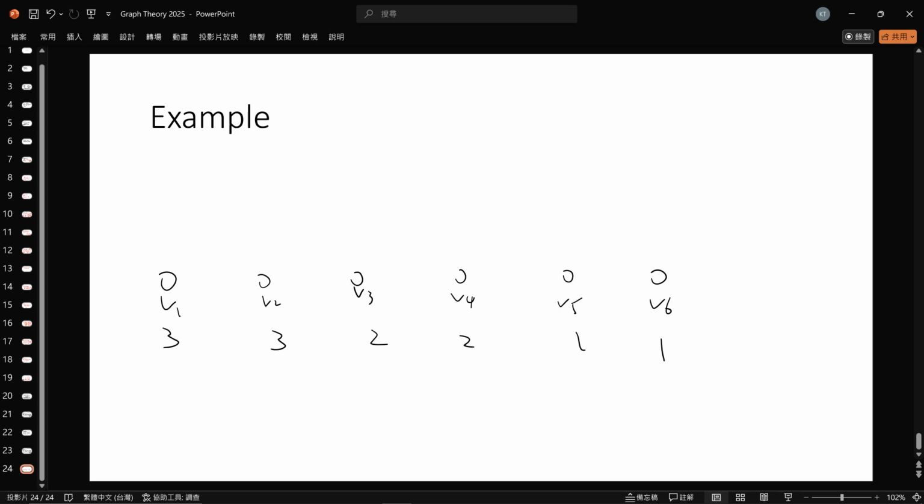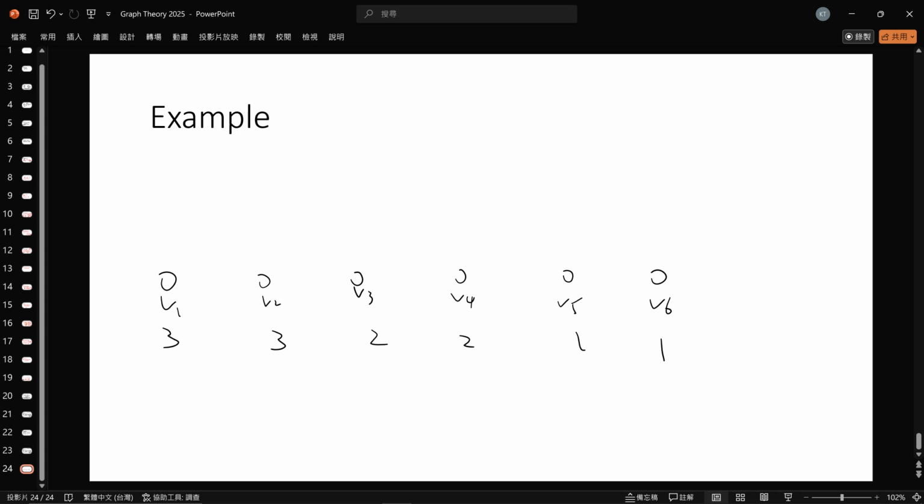The total degree is even, okay? And the maximum degree 3, well, it is not too large. And the total degree certainly is less than twice 6 choose 2. Okay, so it passes all the previous simple checks, and then we run the algorithm. Okay, so let's see what happens.